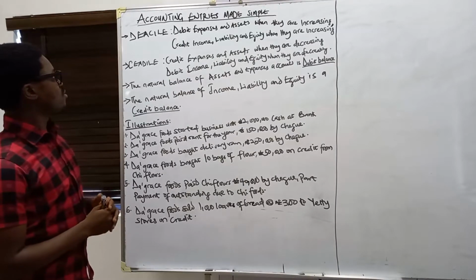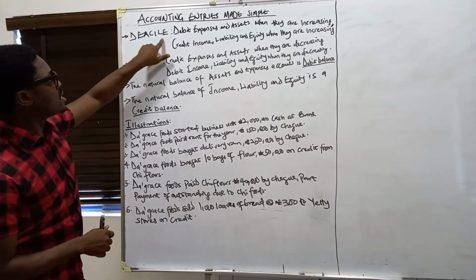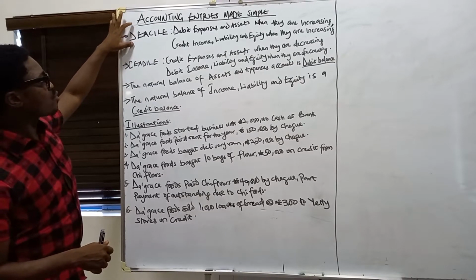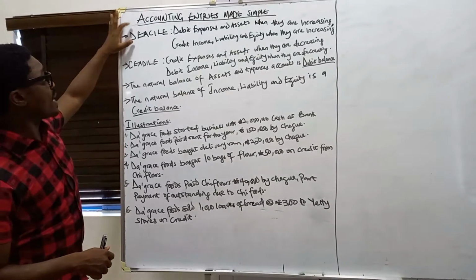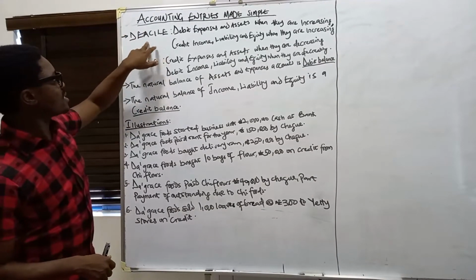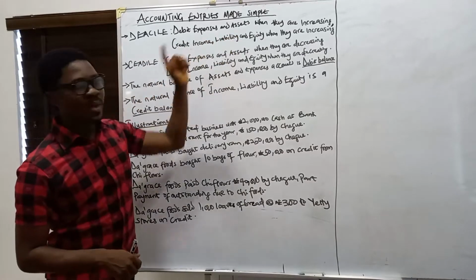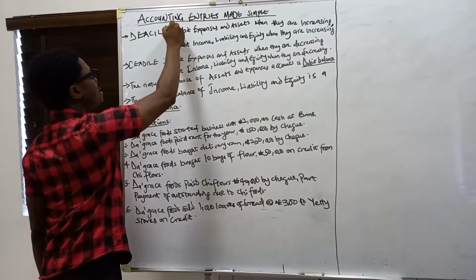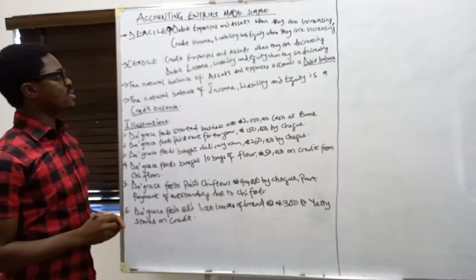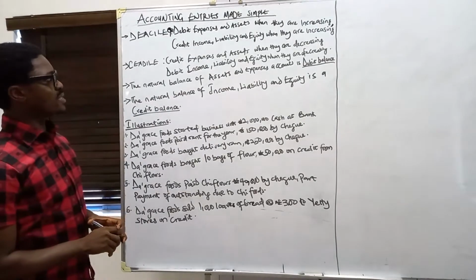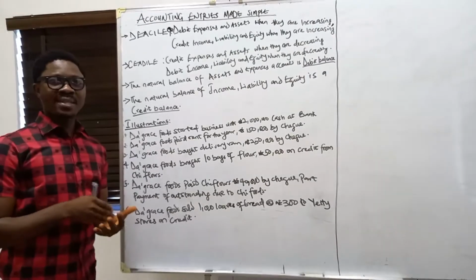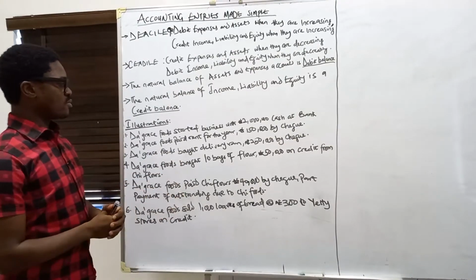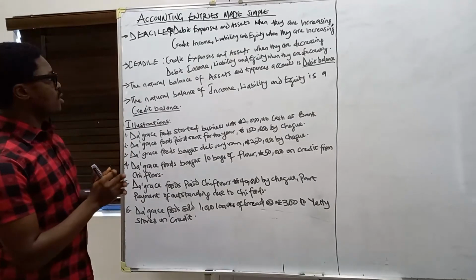I would like to let you know that DEBIT is one of the passwords to understanding how to pass an entry with respect to any transaction. Note that DEBIT is saying that you debit expenses and assets when they are increasing. That simply means that when expenses and assets are increasing, they should be debited. And the same thing applies to income and liability. This is saying that when income and liability are increasing, they should be credited. We have scenarios there to buttress this point.